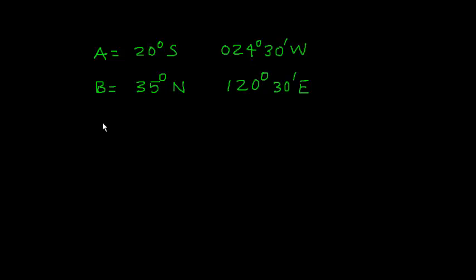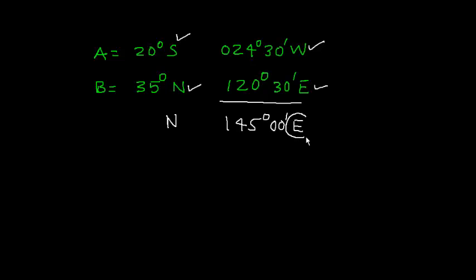So we need to see which direction we are going. From south you are going to go to north, so this direction is north. Now here from west we are going towards east, so the D long here is 145 degrees. I need to add 24 and 120, plus 30 and 30, which is 1 degree. So the result is this, and the direction is towards east. There is no need to calculate DLAT, although you can calculate.